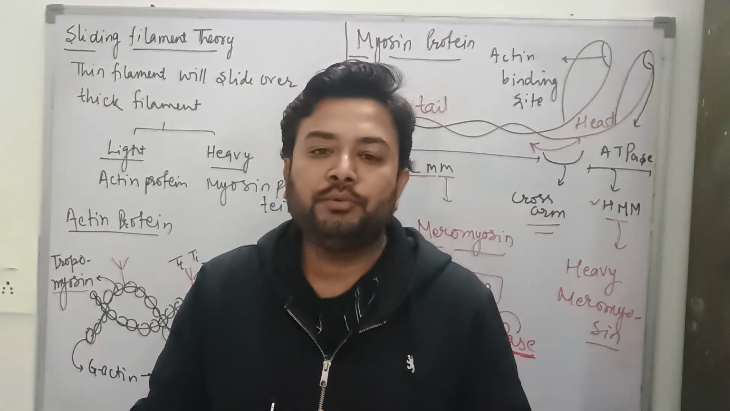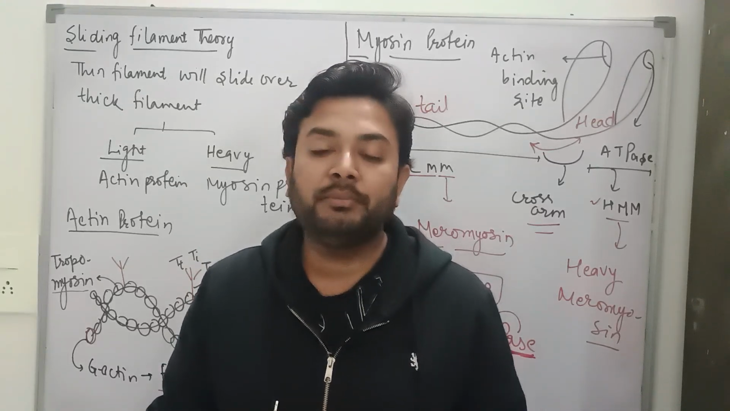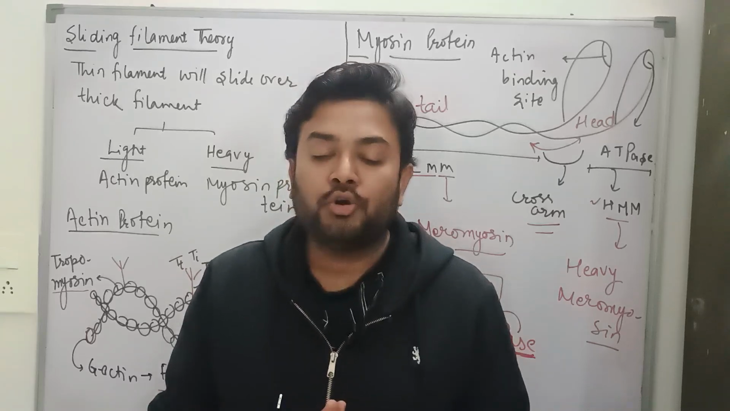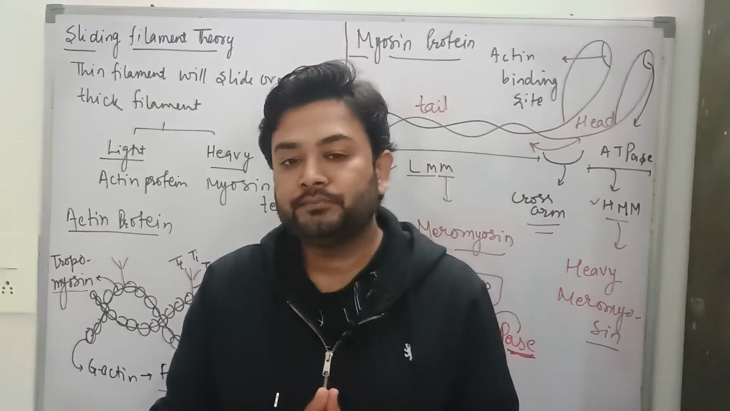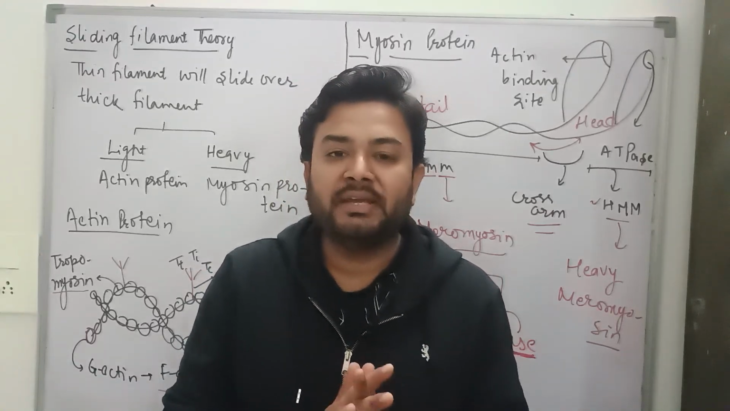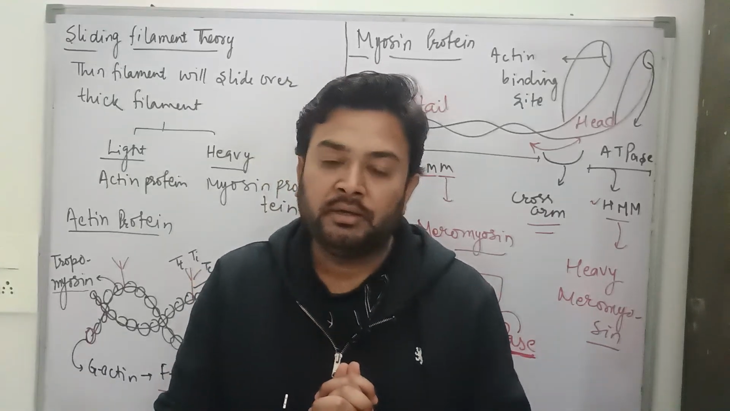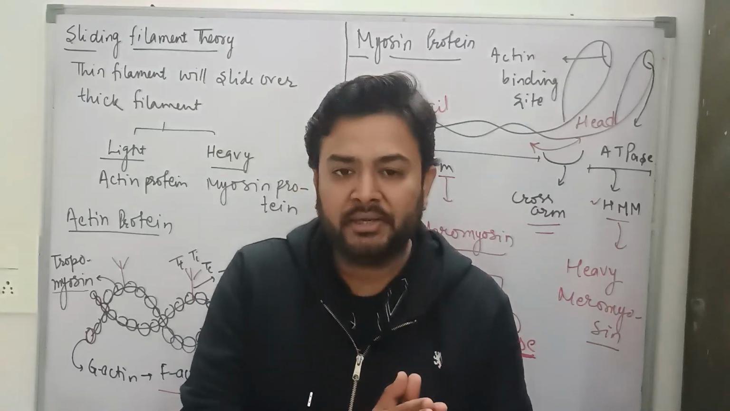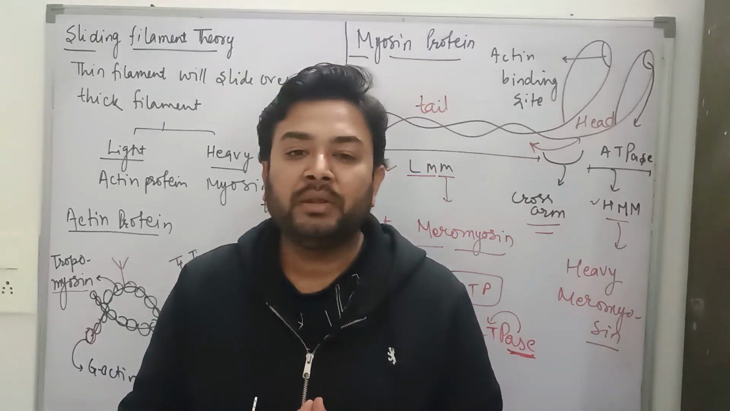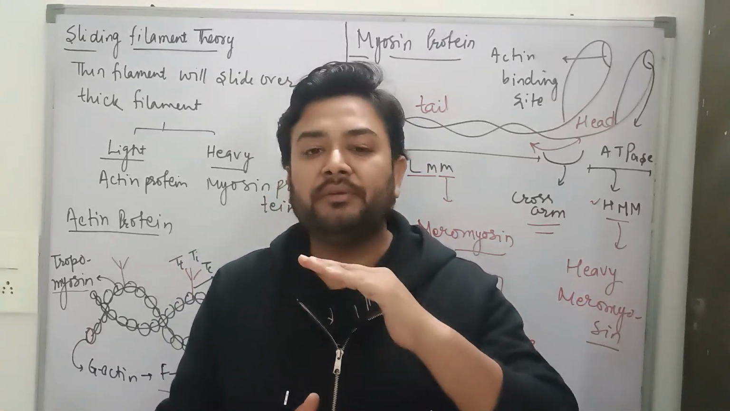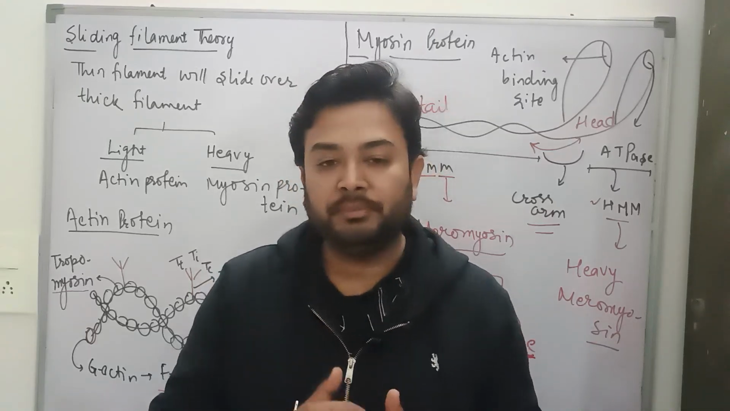For explanation of muscle contraction, there is a theory known as the sliding filament theory. According to this theory, there are two types of protein filament: actin, the light or thin filament, and the heavy or thick filament. According to the sliding filament theory, the thick filament will remain stable and the thin filament will slide over the thick filament.